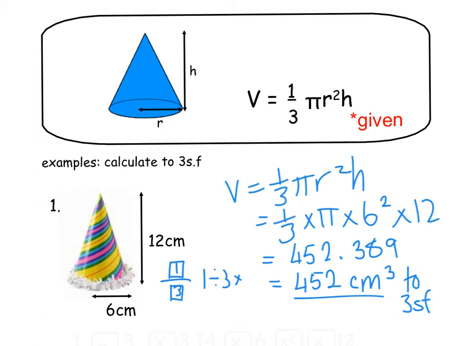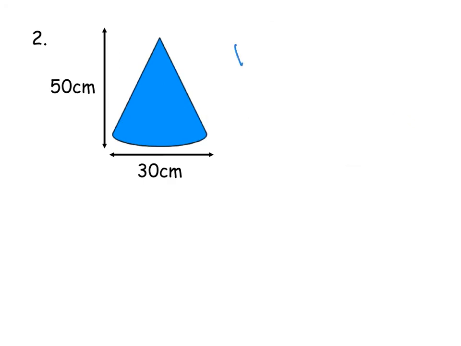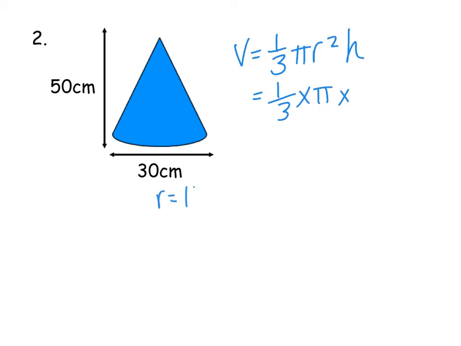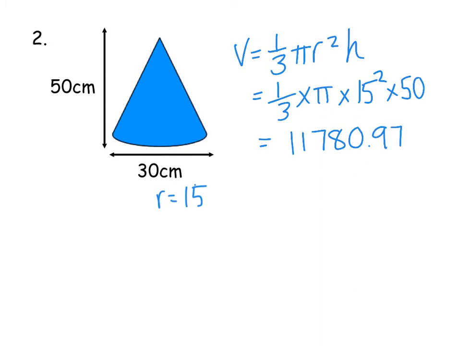Let's have a look at another one. So here is another cone. The difference with this one is I haven't given you the radius this time. So it's 1/3 pi r squared h. So we've got 1/3 times pi. The diameter is there to make our radius here 15. So times 15 squared times 50. And go to your calculator again, type all that in, and you get 11,780.97 centimetres cubed. And I always write at the side the number of decimal places. I didn't mention any rounding in that one, so that would do.